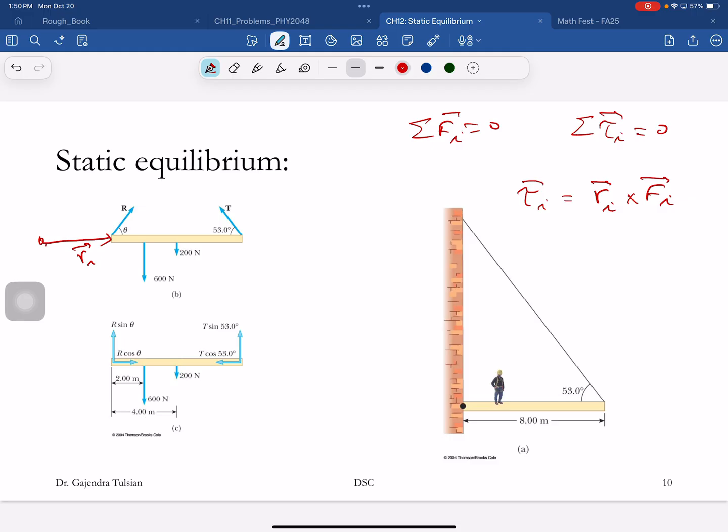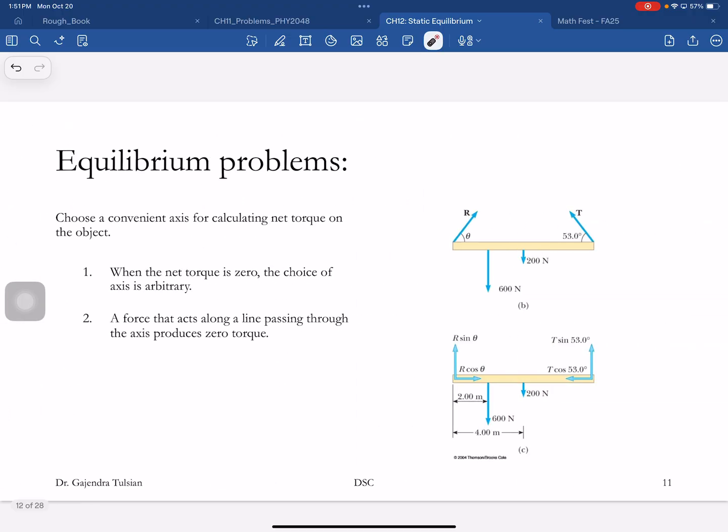Okay? So here's a theorem. If the sum of the torques is 0 about some point, and here's the amazing fact, it will be 0 about every point. You can calculate the torque about any point. So if the sum of the torques of a bunch of forces is 0 about some point, then it'll be 0 about every point. So that's a good one to remember. When the net torque is 0, the choice of axis is arbitrary. The choice of the point to calculate the torque about is arbitrary.